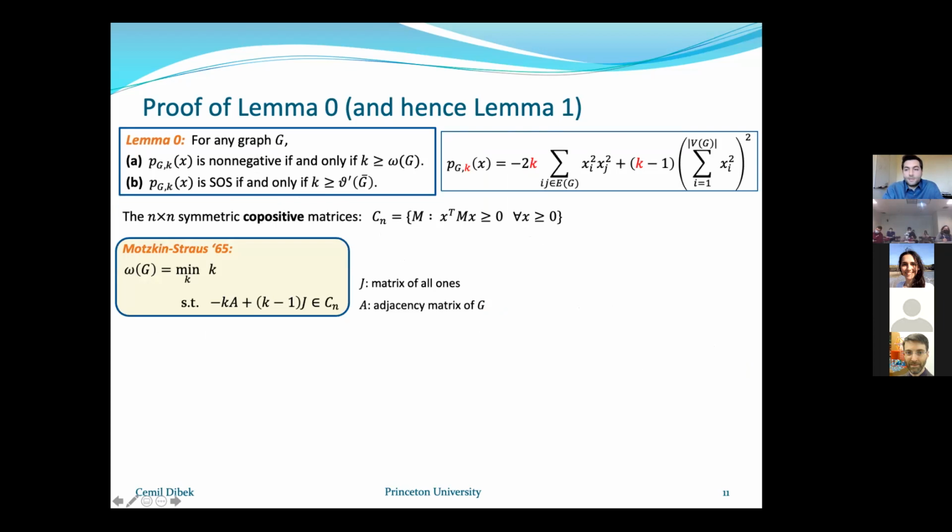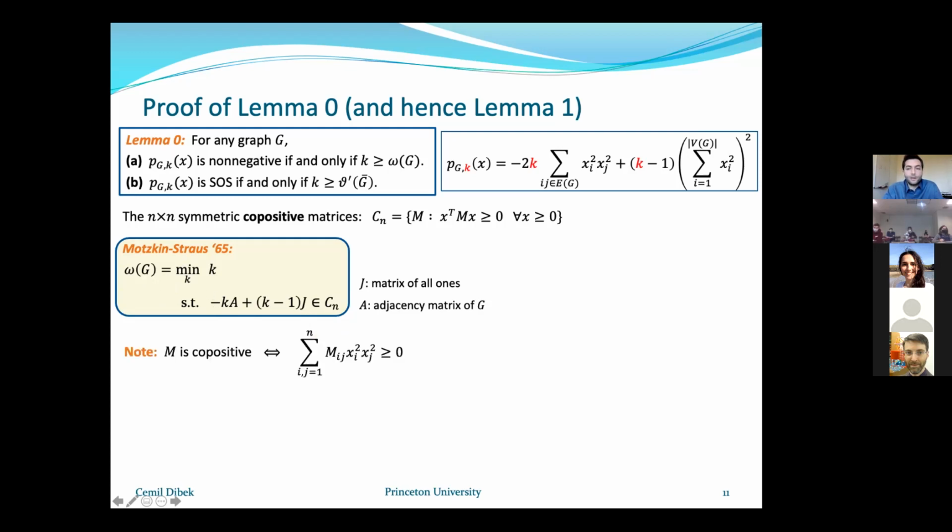So here is the Motzkin-Straus theorem. If you have seen this theorem before, you probably haven't seen it in this form, but with some effort, it can be put in this form. So this is a very beautiful theorem. It gives a copositive programming formulation of the clique number. It says that the clique number is the minimum k such that this matrix here is copositive. Here, J is the matrix of all ones, and A is the adjacency matrix of the graph. Okay, and so the clique number can be found by minimizing k such that this matrix is copositive.